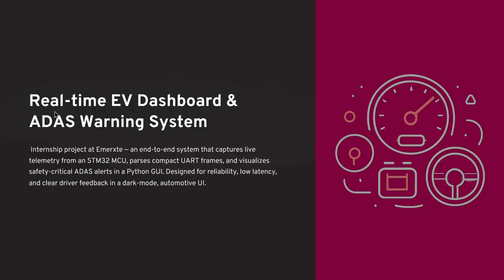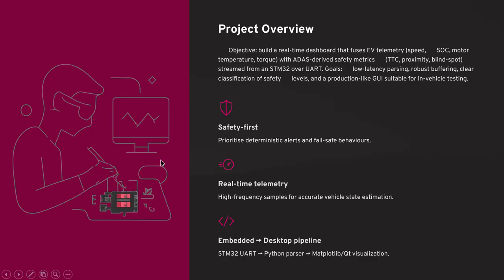My project name is Real-Time EV Dashboard and ADAS Warning System. This is a system that has an ADAS. It is an EV telemetry system. This is a dashboard which shows the data of speed, SOC, motor temperature, torque, and ADAS driver safety metrics. ADAS means the bird's-eye view complex.